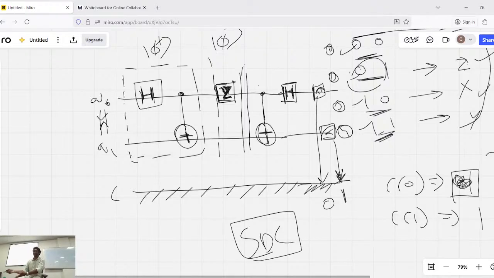Yes, that depends on the type of qubit which you're actually using.